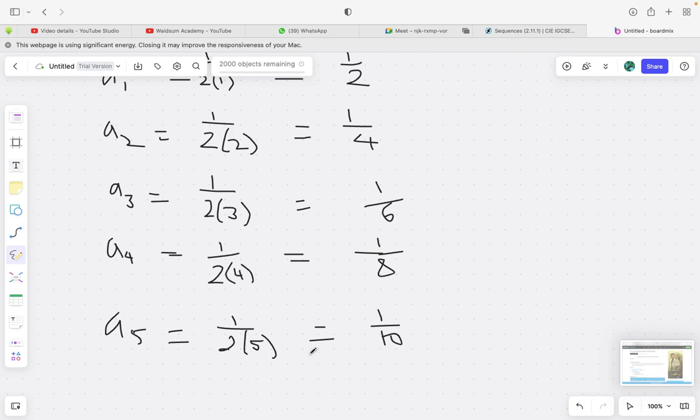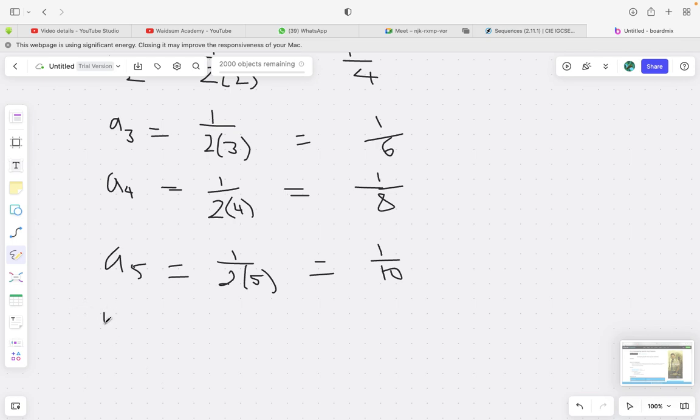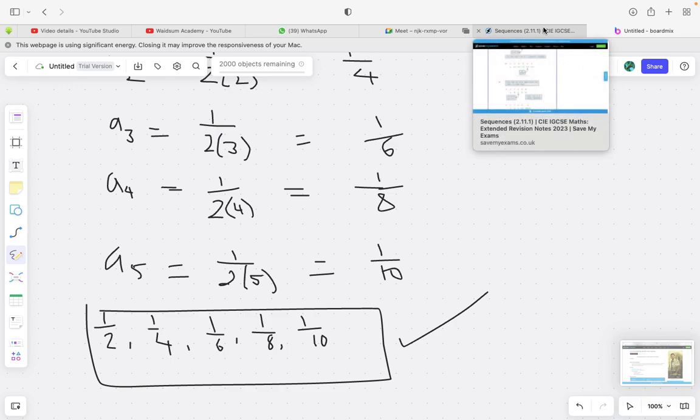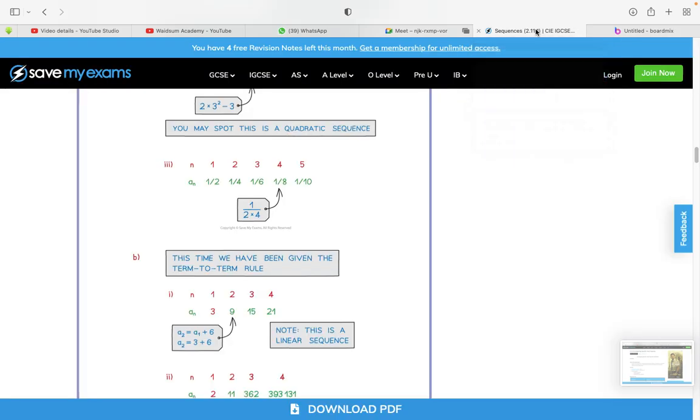So if we write out your sequence, we have 1 all over 2, comma, 1 all over 4, comma, 1 all over 6, comma, 1 all over 8, comma, and 1 all over 10. So these are the first 5 terms in the sequence. That's for the first question.